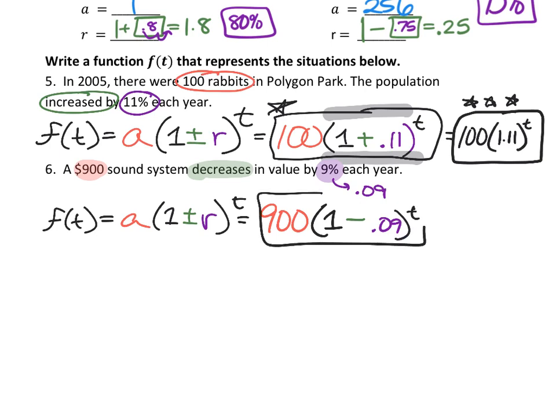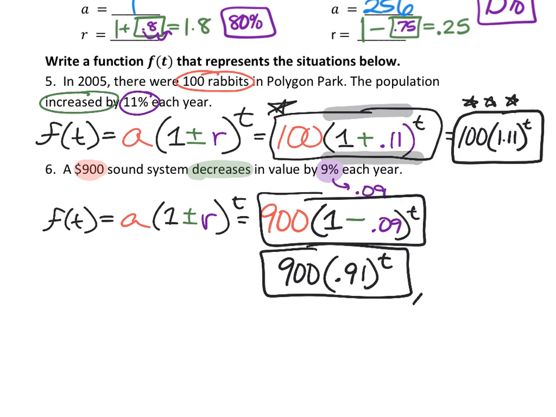That's an acceptable answer, but how will the test writers maybe write it? 900 times 0.91 to the t. 1 minus 0.09 is 0.91. This might be how you see it on tests. It'll help me know it's decaying because it's going down.